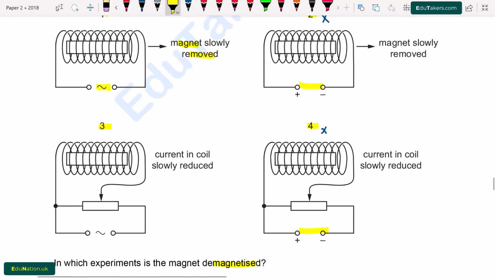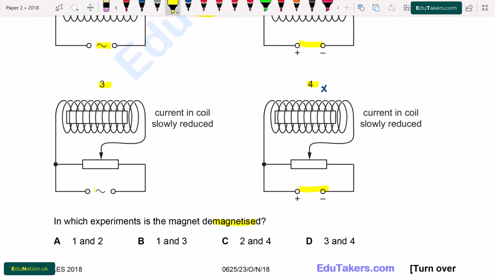Also in experiment 3, here is an AC power supply and the current in the coil is slowly reduced. So when we reduce the current, there will be demagnetization. So only the first and third experiments show that the magnet is demagnetized. From here, option B is correct.